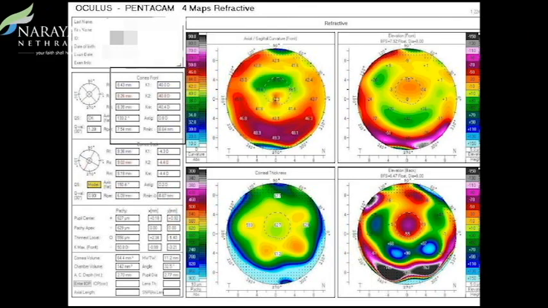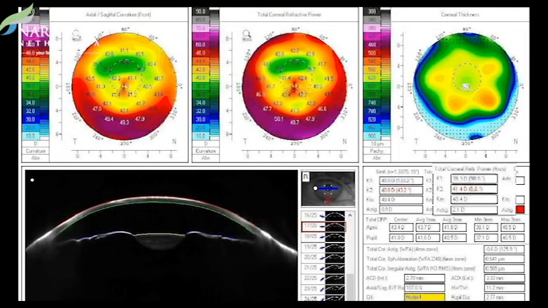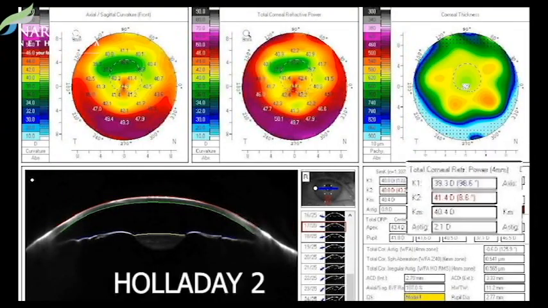Usually we use the Pentacam 4-map refractive scan for the steep and the flat K values. However, the Pentacam Holladay EKR report that gives us the equivalent K readings in the different zones from 1 to 7 mm is more accurate. EKR 6.5 mean can be used in the post-refractive surgery calculator. The other option is to use the total corneal power coupled with the Holladay 2 formula.